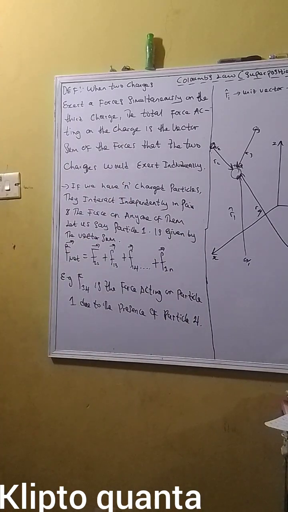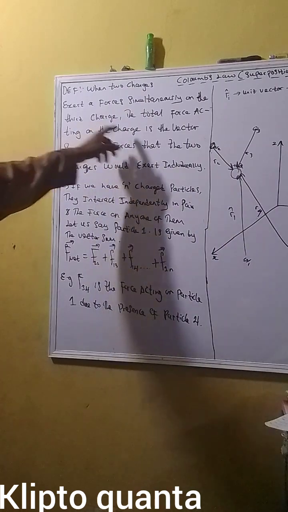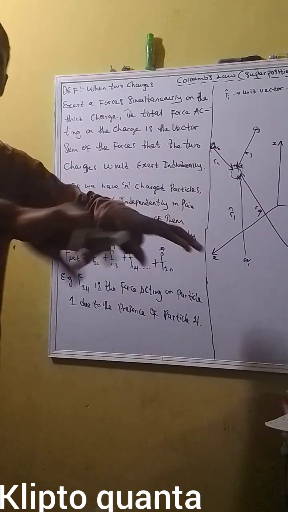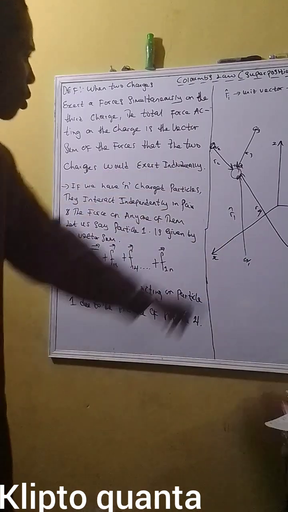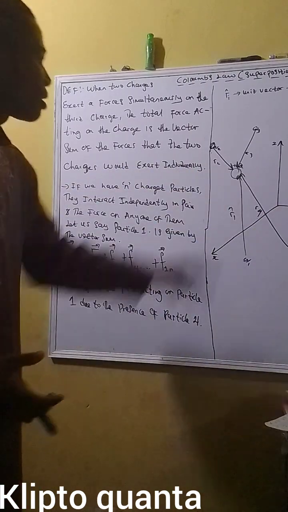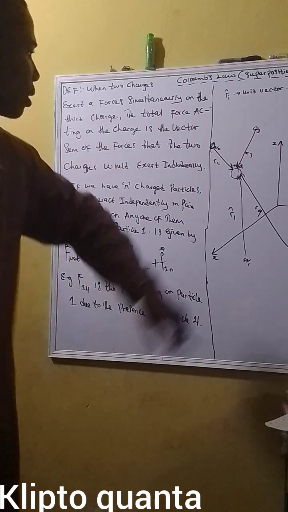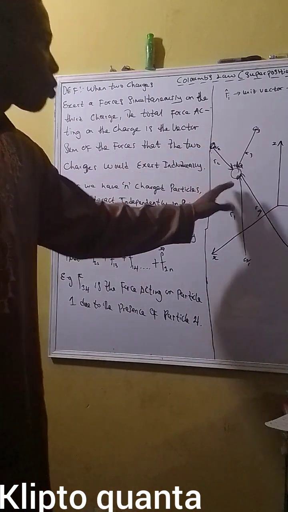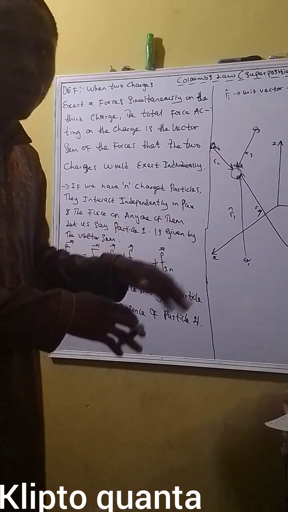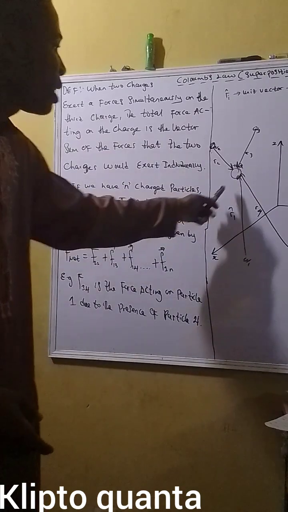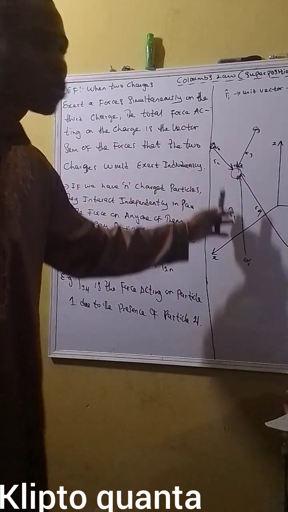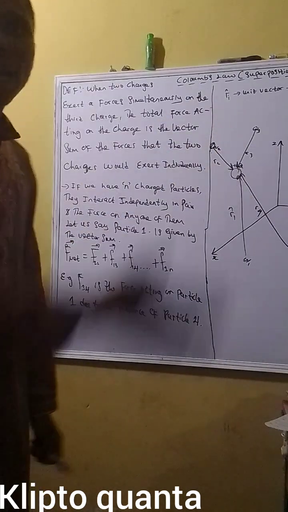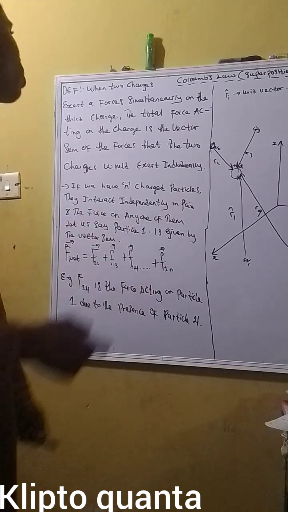Now look at what it means. I said the total force acting on the charge is the vector sum of the forces that the two charges will exert individually. Not that because charge 1 and charge 2 exert force together, they both have one force like that. No. Charge 1's force will be considered as one part. Charge 2's force on that test charge will be considered as one part. So if you want to get the net force, you add the force of charge 1 and the force of charge 2 together, and many more. If it's up to 8, you add them all together to get the total.